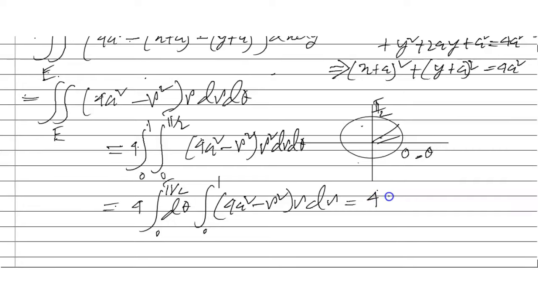the value should be 4 into pi by 2, and the value is... sorry, actually the r value is 2a, r is equal to 2a, so I get the value 4 square divided by 2a whole square divided by 2.